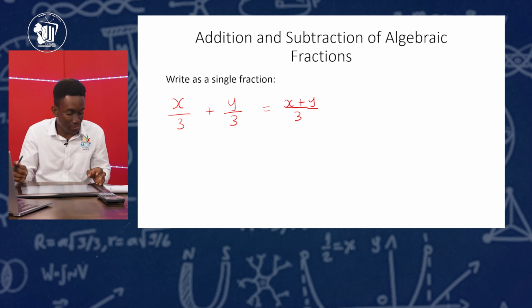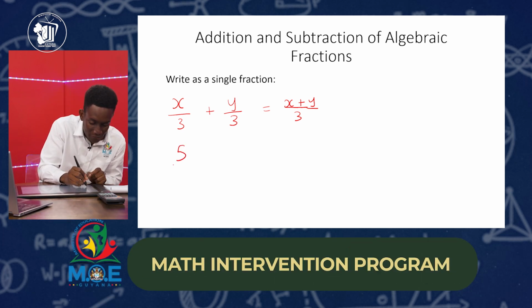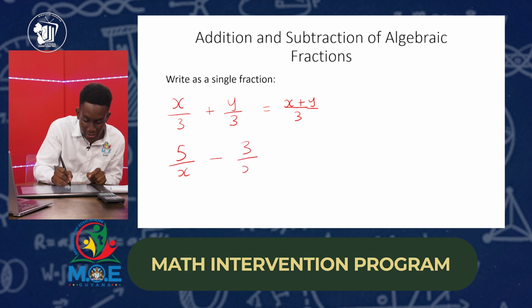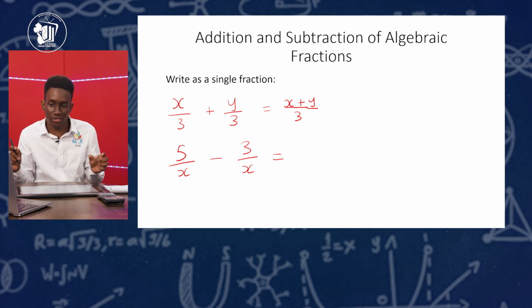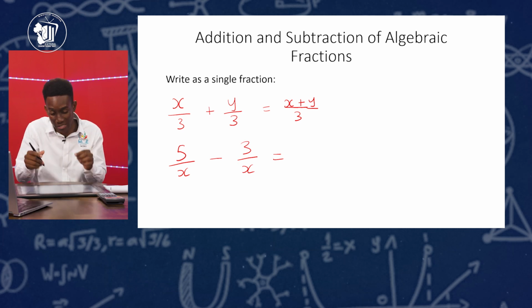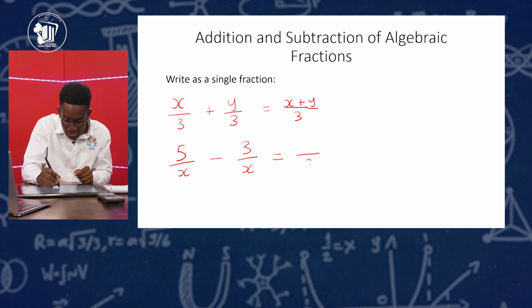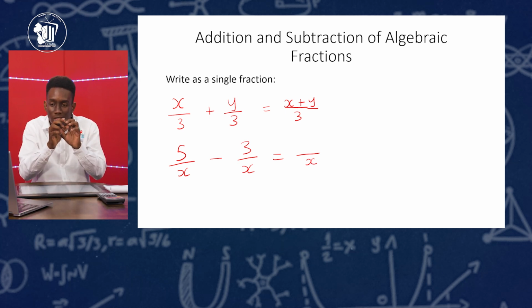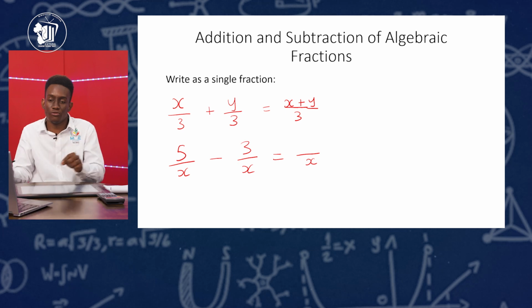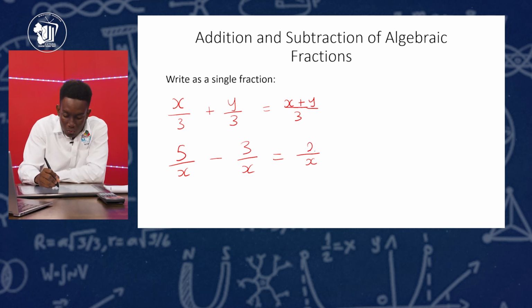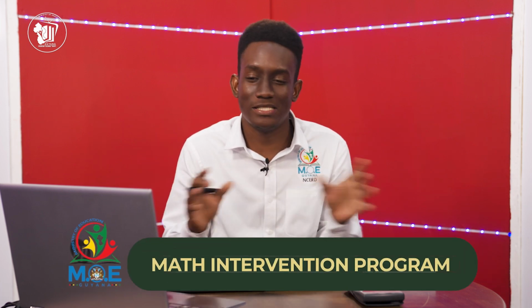So let's look at another example. Let's say we have 5 over x minus 3 over x. Once again, we see the denominators are the same, which would be x. So we do the same thing. We put back the x and then we subtract the numerators. 5 subtract 3 would simply be 2 over x. So that is how you deal with these simple examples.